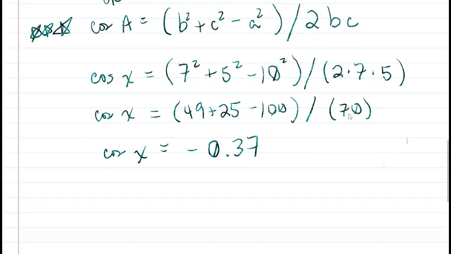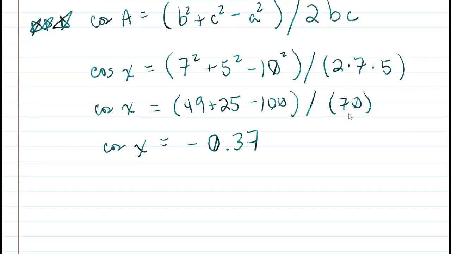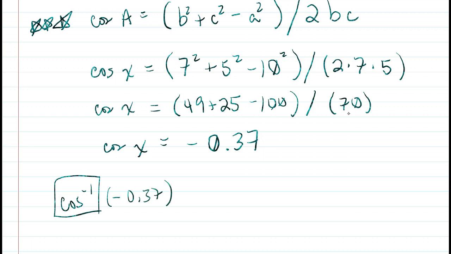If you recall what I stated when I was talking about the formulas, the last piece in this is to actually find the measure of the angle X. So you would go ahead and use that inverse cosine button on your calculator, right? Inverse cosine of the negative 0.37, and then we'll get angle X is about 111 degrees.